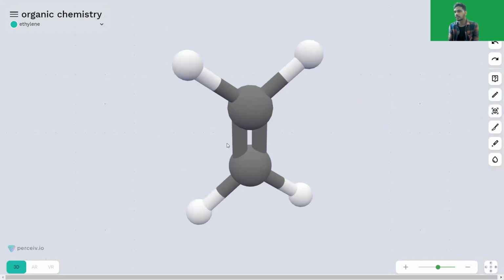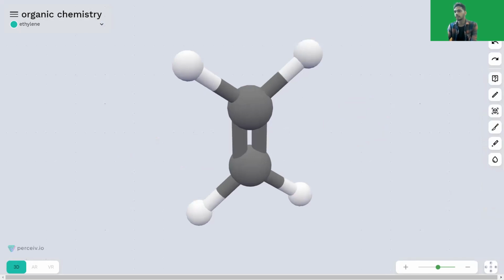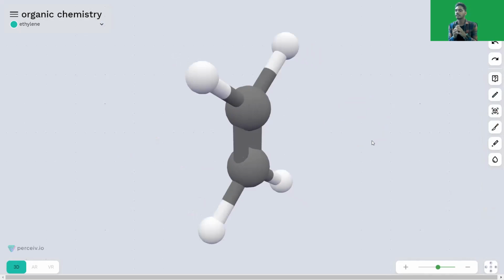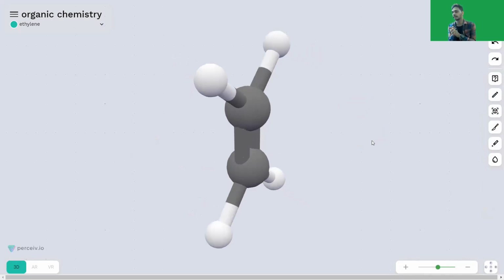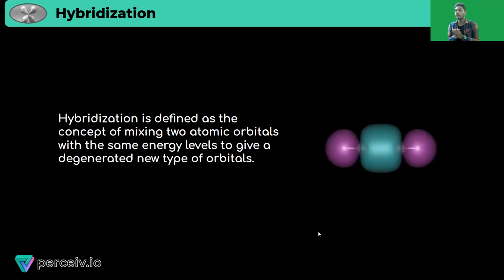So this is the ethene structure. Just have a look over here. This is the ethene structure that we have understood. We talked about sp hybridization, and now we are talking about sp2 hybridization. I hope the concept is clear to you. So let's go back to the point. Yes, I hope the point is clear.